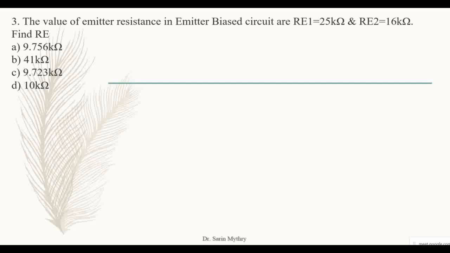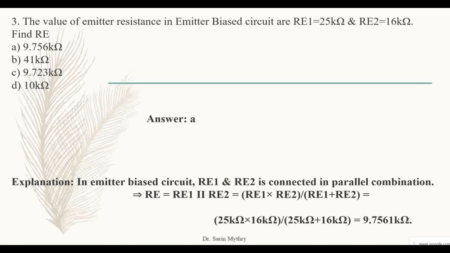So see here, I have made some calculations, and as per that we will see what the answer is. The answer will be the first one, 9.756 kilo ohms. The reason is that in the emitter bias circuit, RE1 and RE2 are connected in a parallel combination.